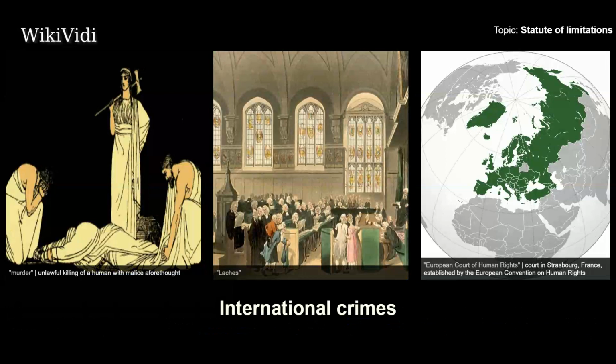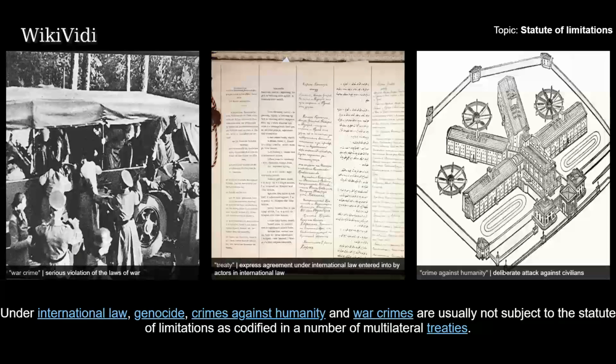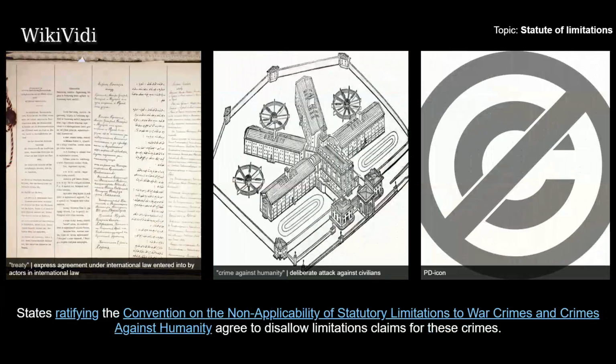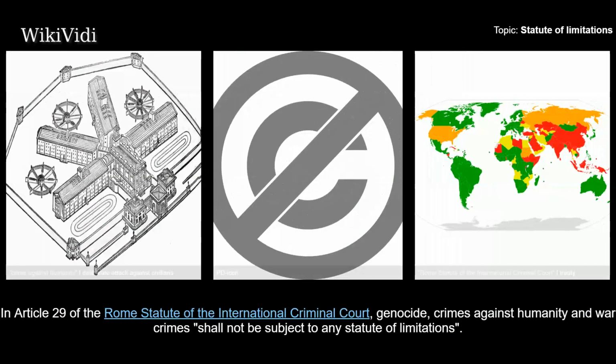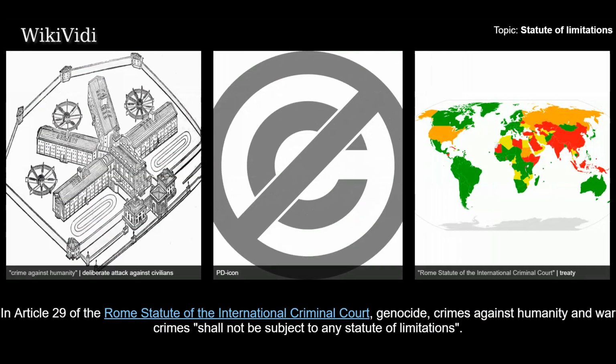International crimes. Under international law, genocide, crimes against humanity and war crimes are usually not subject to the statute of limitations as codified in a number of multilateral treaties. States ratifying the Convention on the Non-Applicability of Statutory Limitations to War Crimes and Crimes Against Humanity agree to disallow limitations claims for these crimes. In Article 29 of the Rome Statute of the International Criminal Court, genocide, crimes against humanity and war crimes shall not be subject to any statute of limitations.